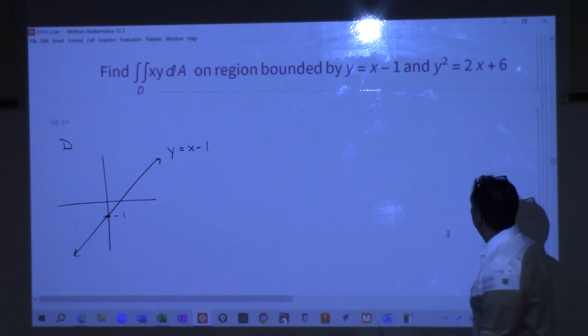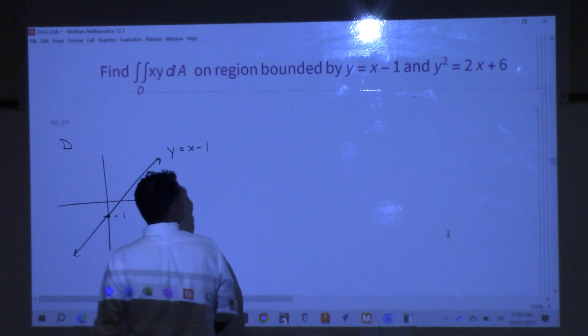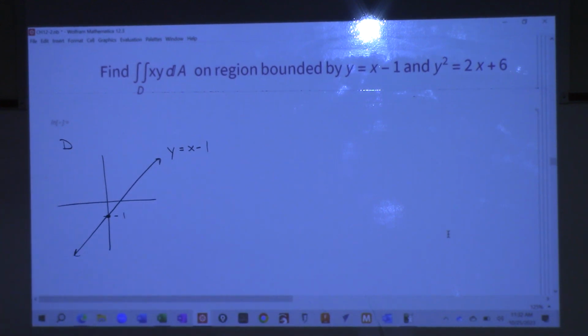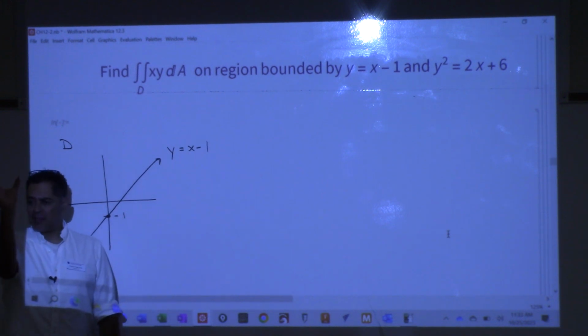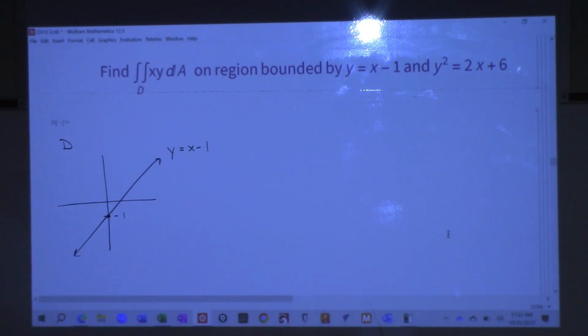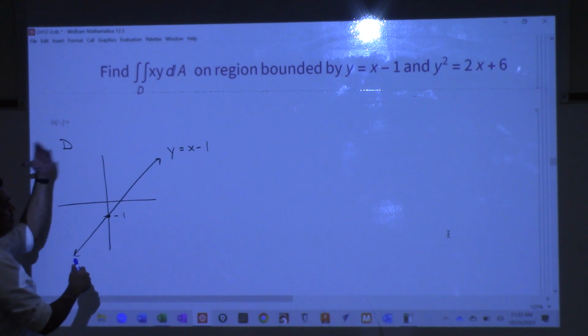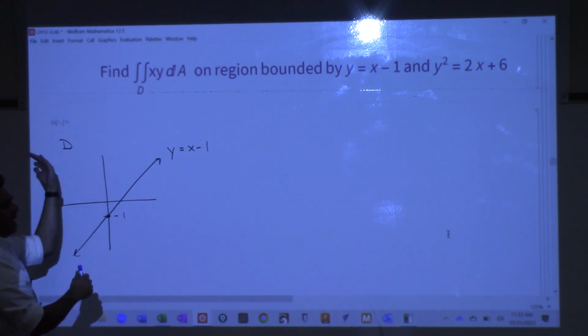The other one, though, is y squared equals 2x plus 6. What the heck is that? It's a sideways parabola, exactly. Which way does it open? Because I know, with x squared, if it's positive x squared, parabolas open up. If it's negative, it opens down. With y squared, it's left or right, but which one is it? Positive opens to the right, and then negative opens to the left, right?